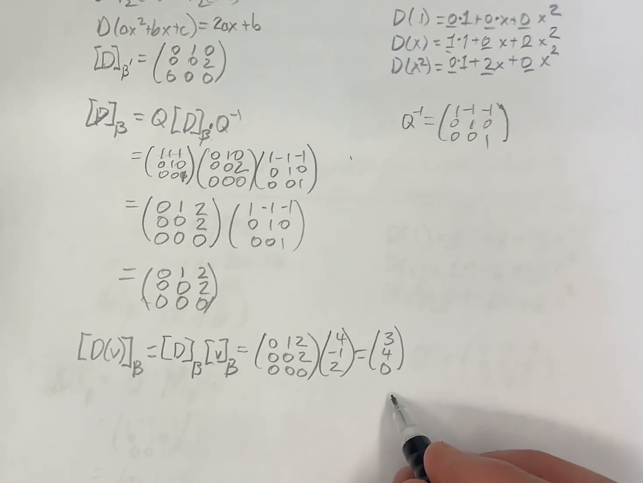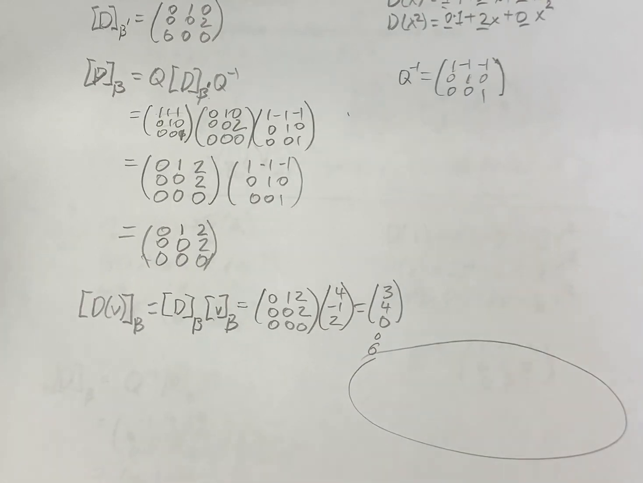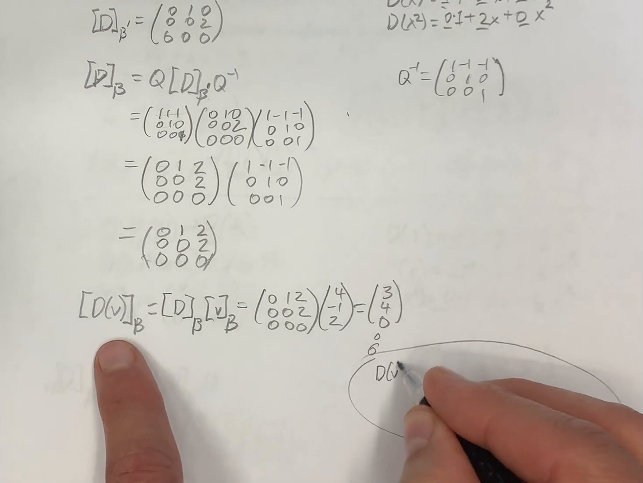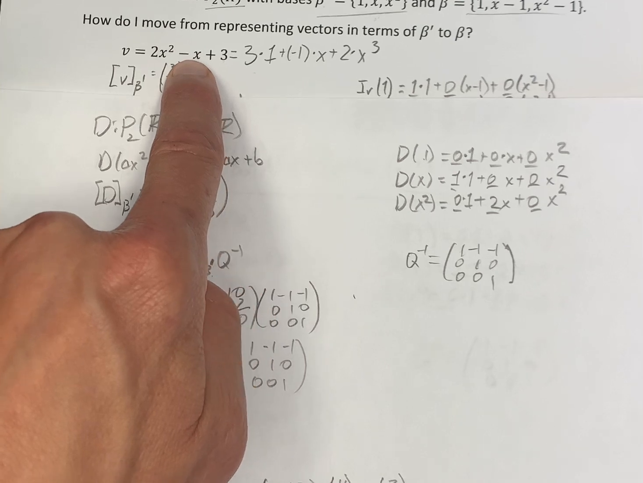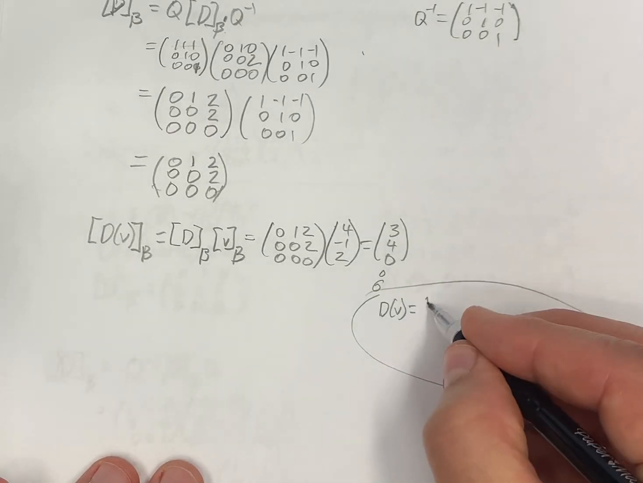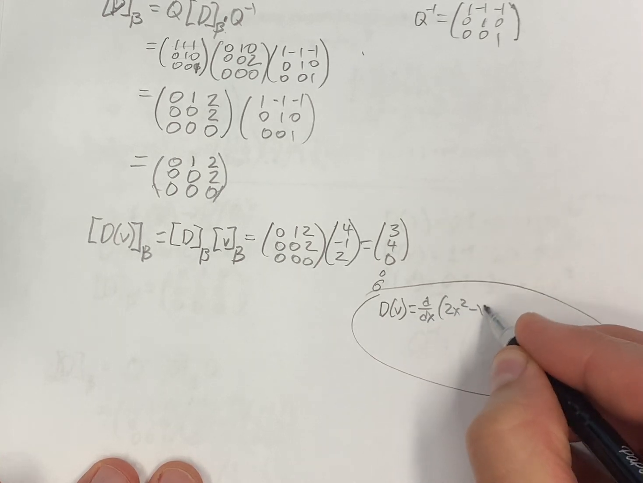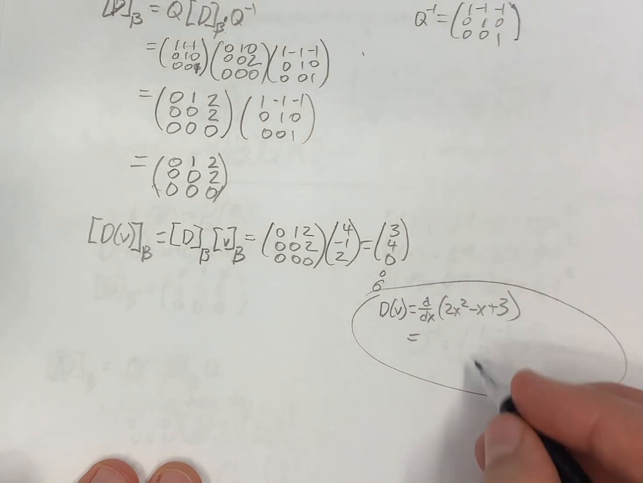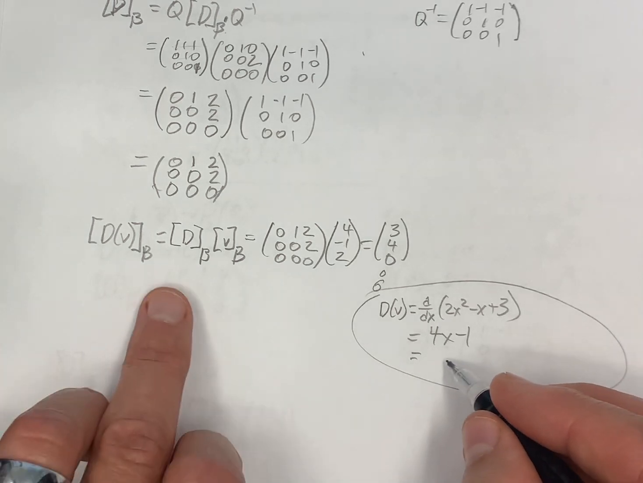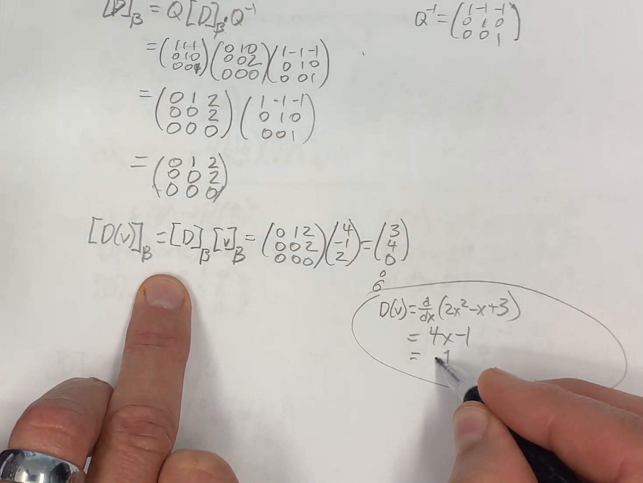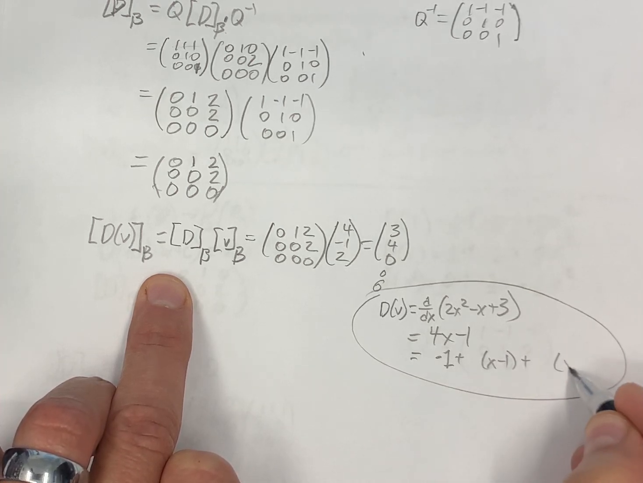So if you want to double check, did I actually do the algebra correctly? You could say, okay, well, what is that? D of V I could manually compute. Remember, V was this vector. So I've got the derivative of the vector 2x squared minus x plus 3, and the derivative of that, you well know, is 4x minus 1, right? But how do I write that in terms of the beta basis? So in terms of 1 and x minus 1 and x minus 2.